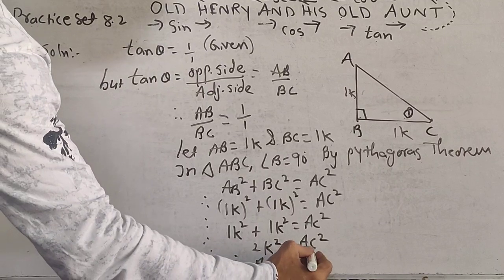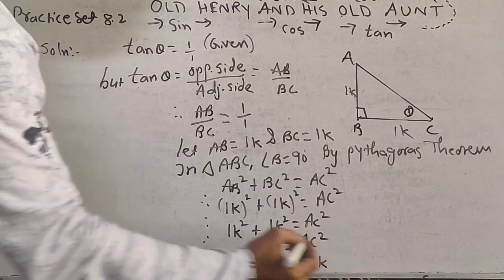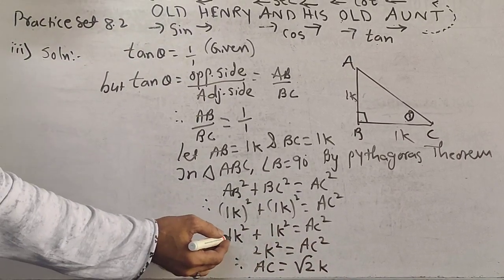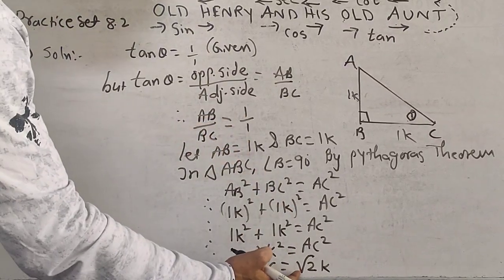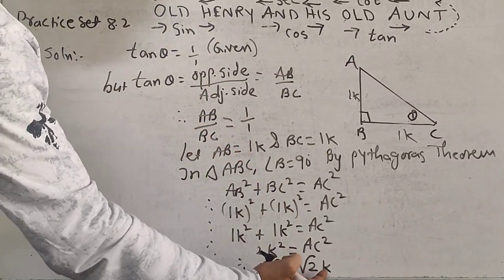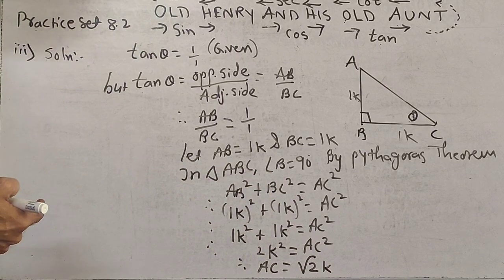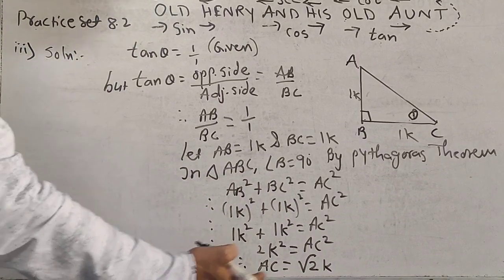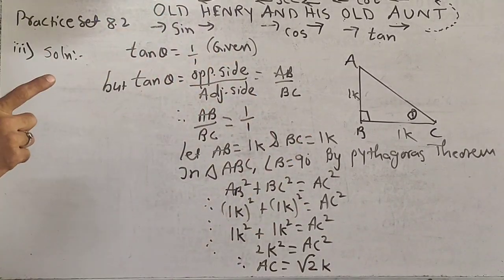And therefore AC is equal to square root of 2k square, because we cannot find the square root of 2, so it will be in under root, और k square का square root आता है k, so you will get AC is equal to root 2 k.